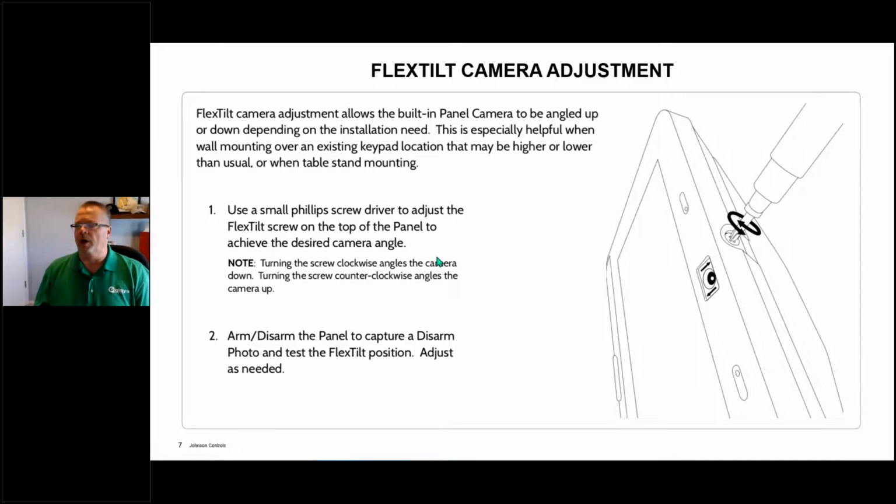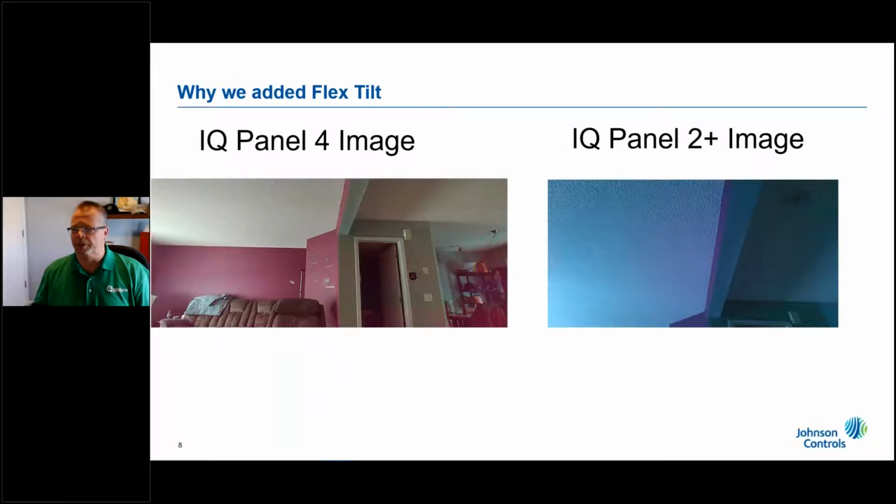A lot of people have said, why did we put flex tilt in? Well, here's the perfect example, right? So this is the exact same scenario: IQ Panel 4 on a table mount, IQ Panel 2 on a table mount. Very similar to the previous pictures I showed. The IQ4 image, pretty clear. You look at the IQ Panel 2 image, and this is actually the same room.